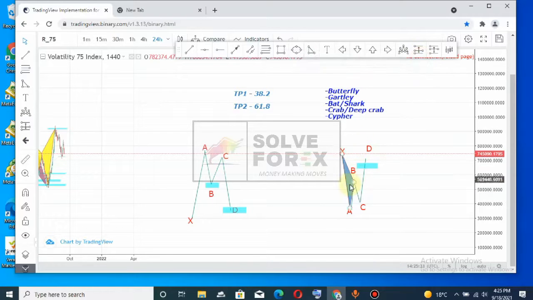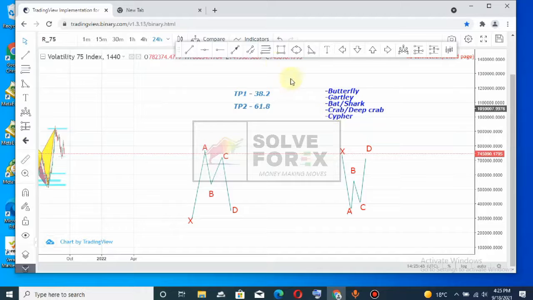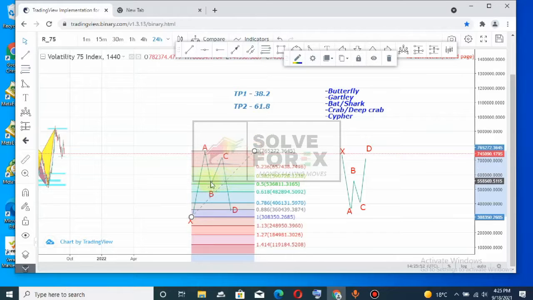Your crab and a deep crab. Same thing all over again, guys. The only difference is the B point and the D point. That's the only thing you check. Let's say your crab. Let's check for the crab now. Your crab, you take from X to A. Your apex should be where? Should be on your 618.